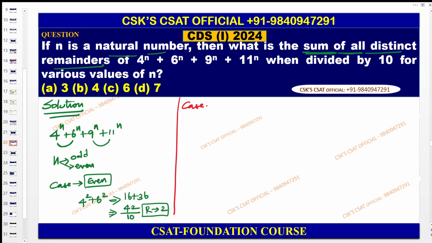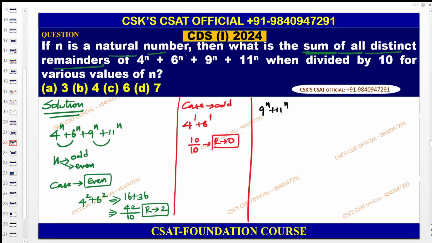Now the case related to odd, what will happen here? 4 power 1 plus 6 power 1 is 10, divided by 10, and the remainder becomes 0. So the possible remainders in these two cases are 0 and 2. Then you can focus on 9 power n plus 11 power n.